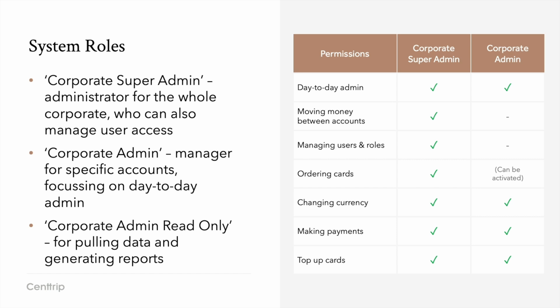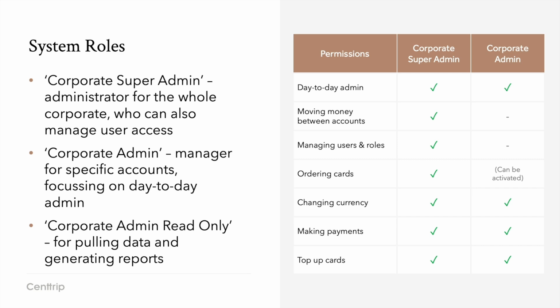You can see there they can change currency, they can make payments, they can top up cards, they can even order cards if you enable them to. But what they can't do is move money between accounts. They can't create new users. And then this other one, corporate admin read-only, they are your accountants. They can't change anything. They can just go in, generate statements, pull data from the platform, and review what's happening. So that's our three system roles.